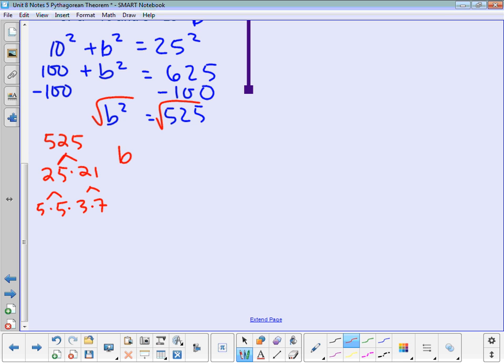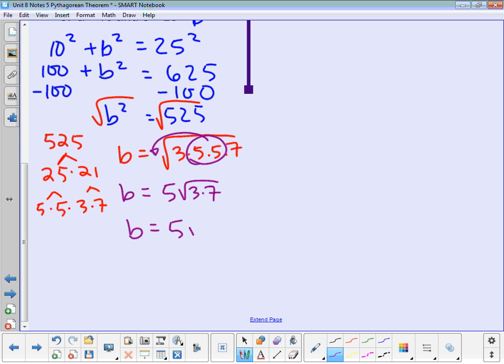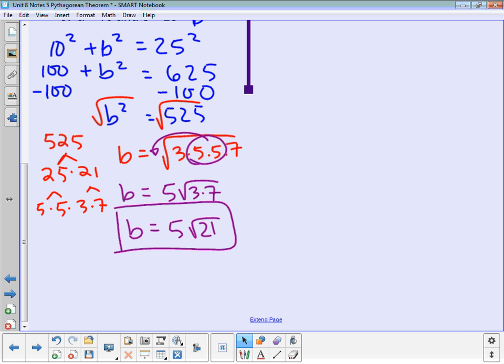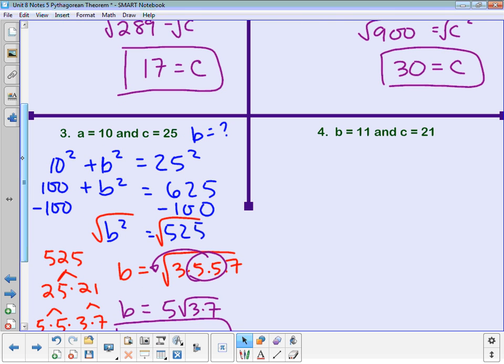So here I have b is equal to the square root of 3 times 5 times 5 times 7. And then taking out the pair, I can take out a 5. I get b equals 5 times the square root of 3 times 7, or in other words, b is equal to 5 times the square root of 21. So that's my simplified radical there. I want you to go ahead and pause the video at this time and see if you can figure out number 4. Let's move down to number 5.